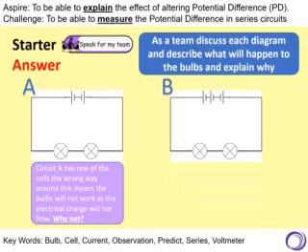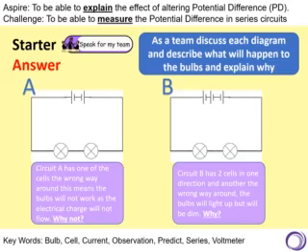Okay, so circuit A has one of the cells the wrong way around, and this means the bulbs will not work at all as the electrical charge will not flow. So we've got basically one cancelling the other one out, is how I would put it. Let's look at diagram B.